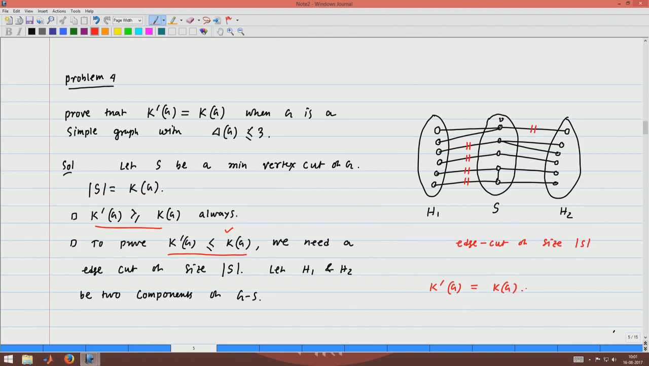So, what we have proved in the last problem is that if G is a simple graph with maximum degree 3, then the edge connectivity is equal to the vertex connectivity.